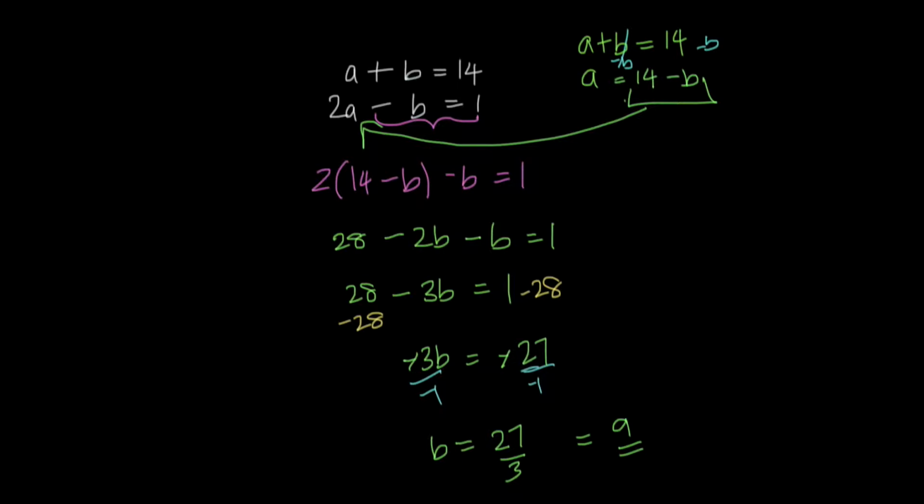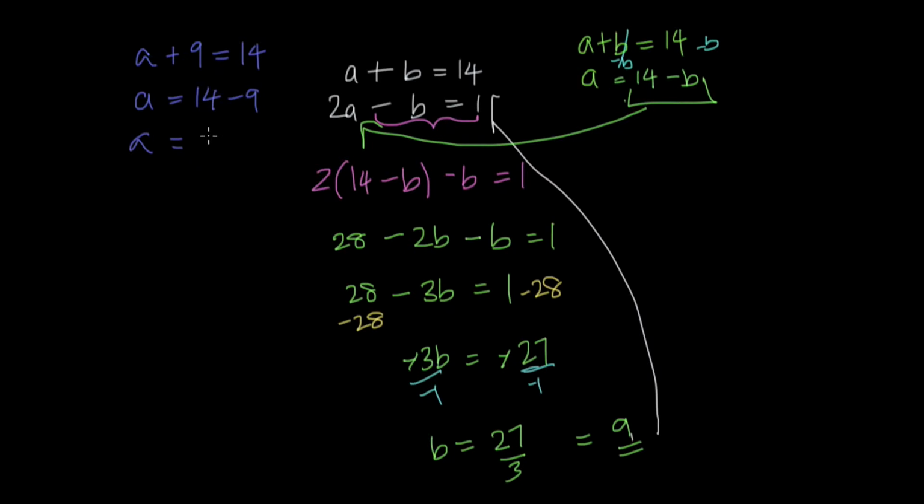Okay, and now all I want to do is substitute this value into either equation. If I choose to go with the first equation, because again, it's simple, then I get a plus 9 equals 14. So a is 14 minus 9, just subtracting 9 from both sides. And a gives me 5. Okay, so you can check the values again by plugging them into the second equation.